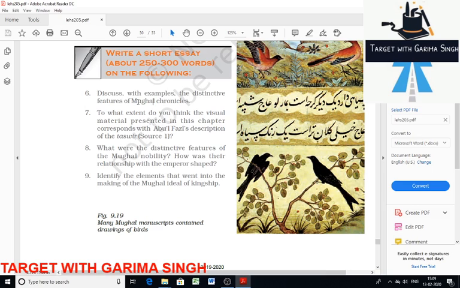As a visual expression, the script left space on nearby pages, and paintings executed separately by artists were inserted to accompany what was described in words. Then, to what extent do you think the visual material presented in this chapter corresponds with Abu Fazl's description of taswir?